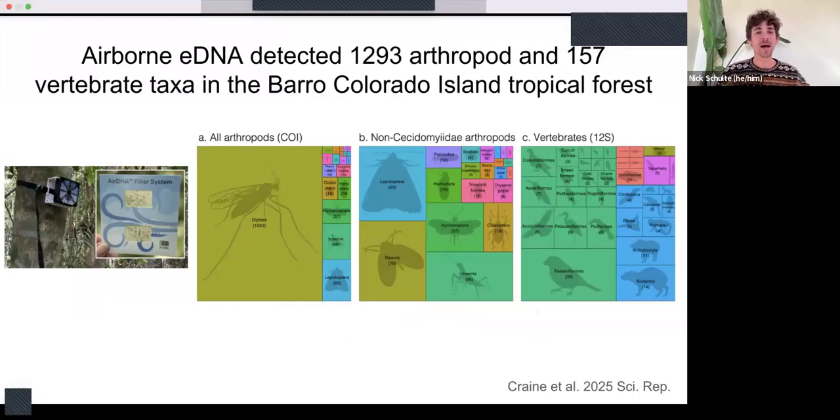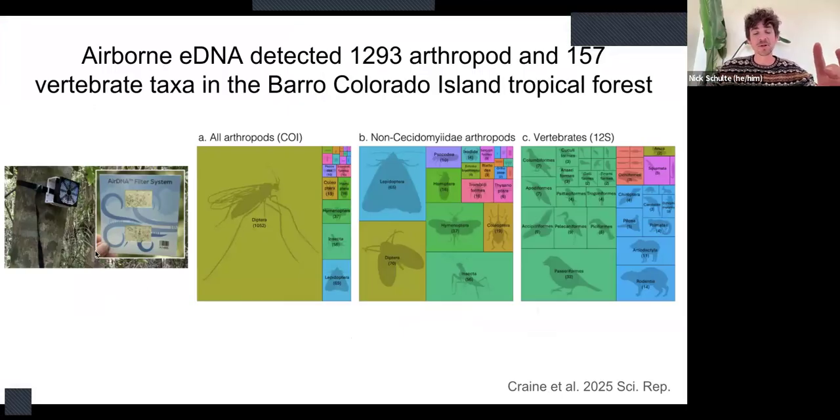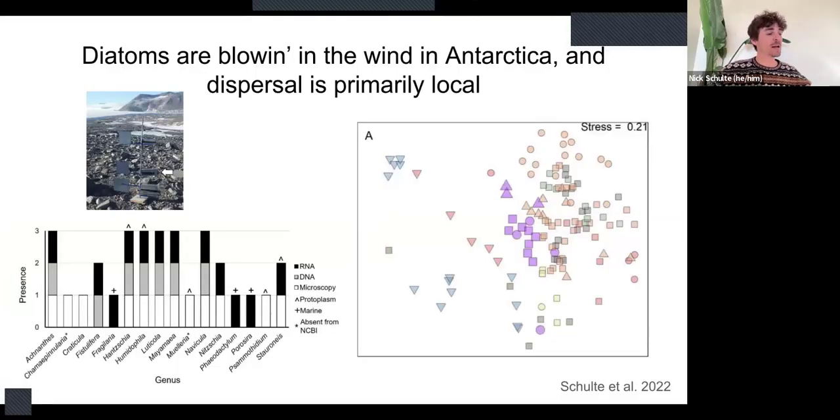Some work Jonah Ventures did is go to Panama, Barro Colorado Island, and found just with a couple of basically computer fans and with some MERV-rated filter paper, finding thousands of insect species and hundreds of vertebrate species. And this is even relevant for diatoms and thinking about dispersal. I had a paper where I worked on Antarctic diatoms and found passive dispersal of diatom RNA and DNA across the McMurdo Dry Valleys, and that it was a signal of local dispersal. So we can get at some of these community assembly mechanisms in addition to just compositional changes.